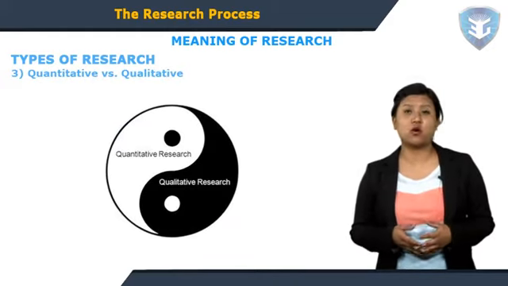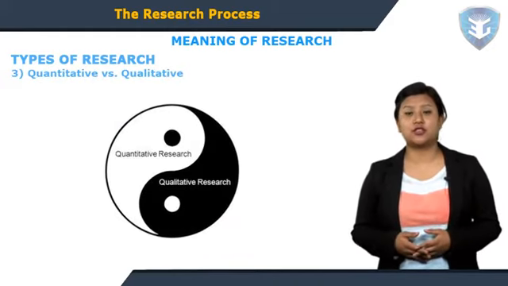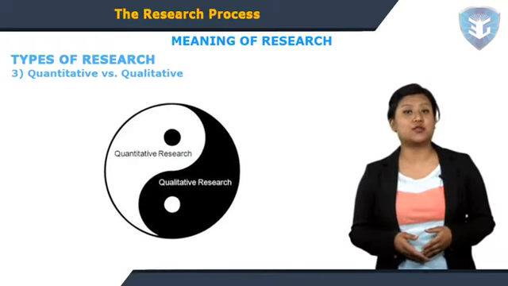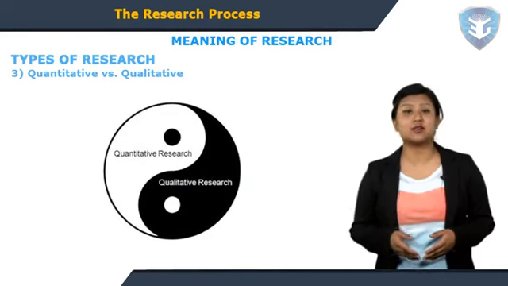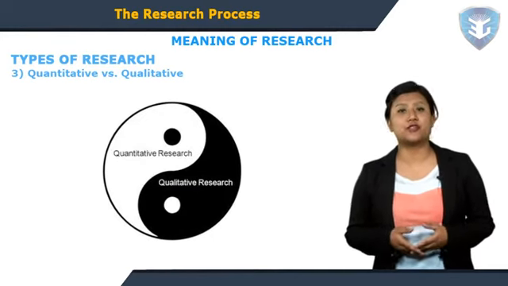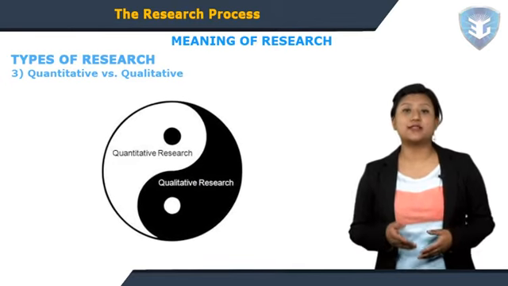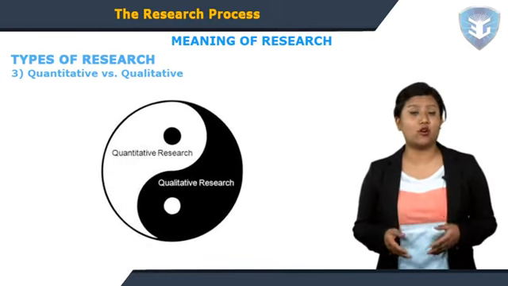Quantitative versus qualitative. Quantitative research is based on the measurement of quantity or the amount. It is applicable to phenomena that can be expressed in terms of quantity. Qualitative research, on the other hand, is concerned with qualitative phenomena, that is, phenomena relating to or involving quality or kind.